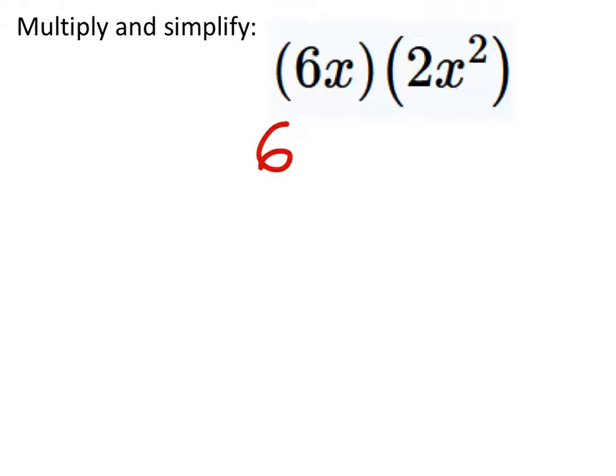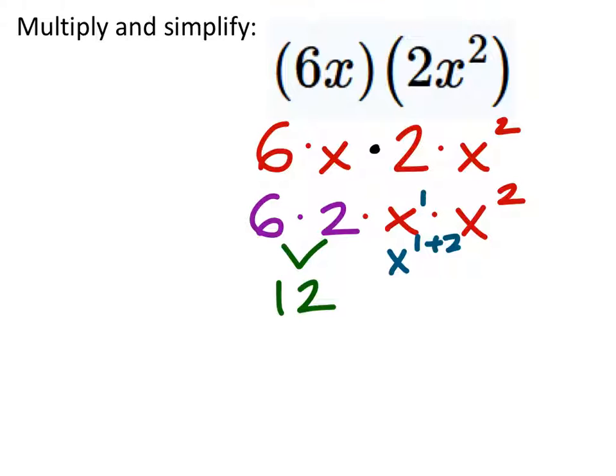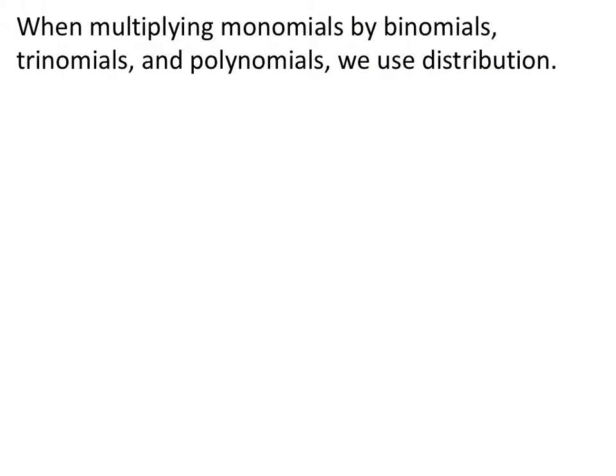So I'm going to change 6x to 6 times x, and then we're going to multiply this by the other parentheses, 2 times x squared. And then I'm going to use the commutative property to change stuff around to move the numbers closer to each other and also the x's. So now I've got 6 times 2, which is 12. And then I've got x to the power of 1 plus 2, just to look back at some exponent rules, which is 12 times x cubed. And that's our answer right there. I don't know if they're easier, but they just go faster.